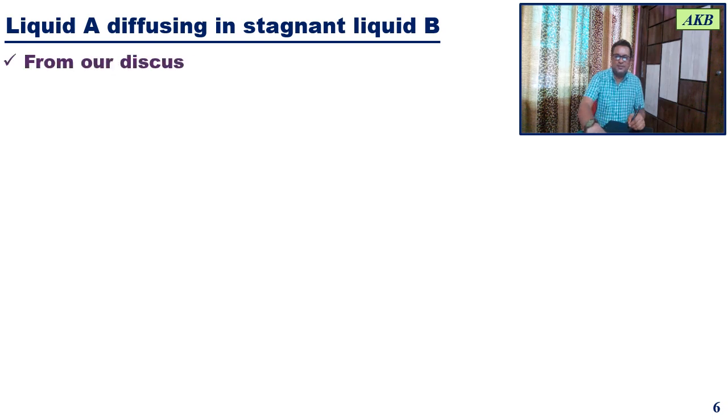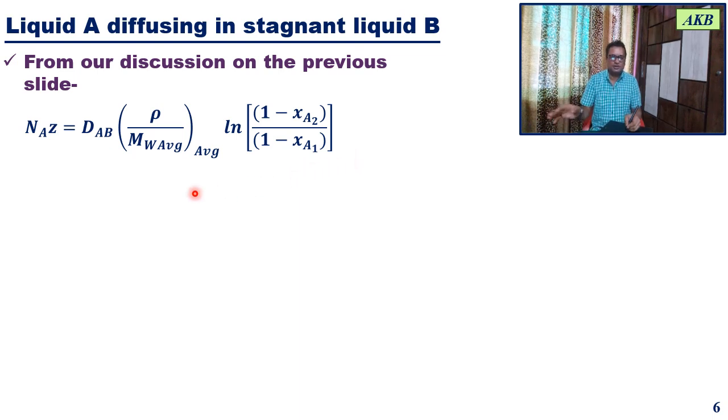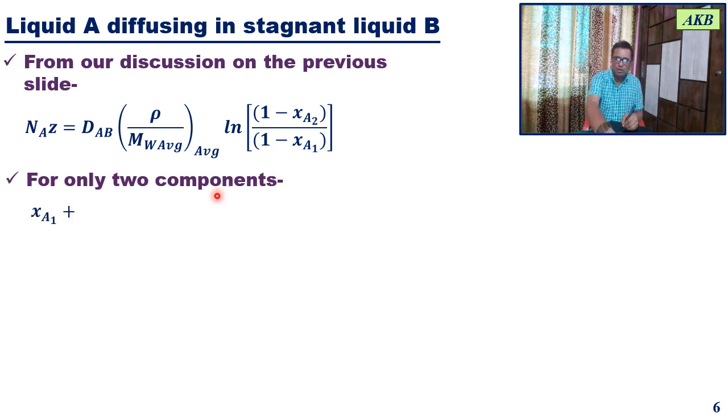So from our discussion on the previous slide, you have N_A times z, z minus 0 is z, and that is equal to D_AB rho upon M_W average value ln of 1 minus x_A2 divided by 1 minus x_A1. I have used the logarithmic identity which I discussed on the previous slide, so you get this equation. Okay. Now, when there are only two components, since this is a binary solution, where there are liquid A and liquid B, only two components, you have this.